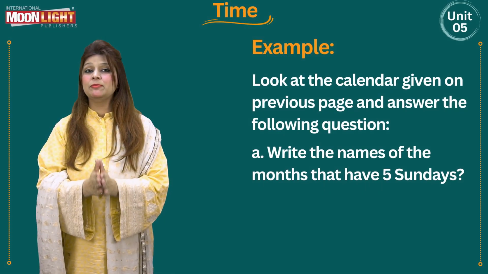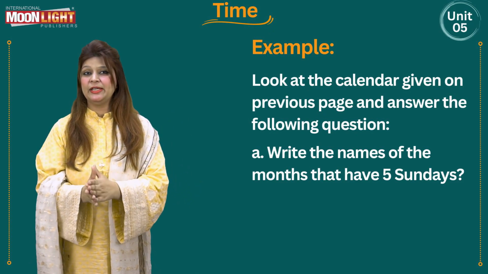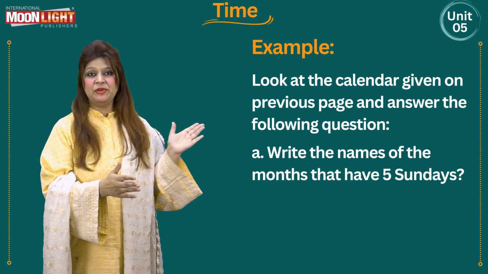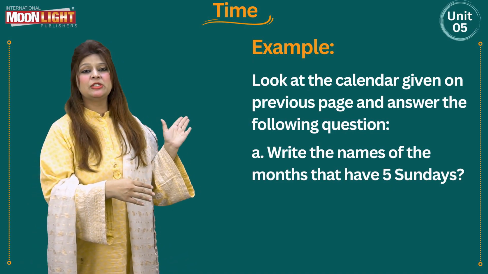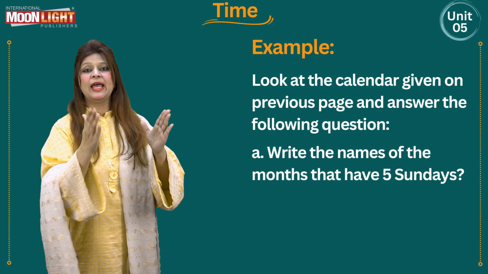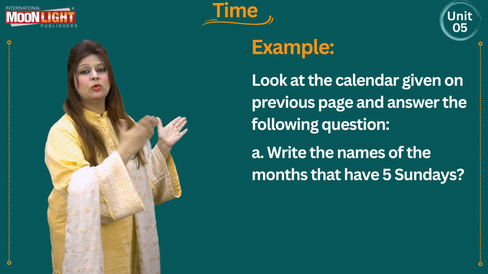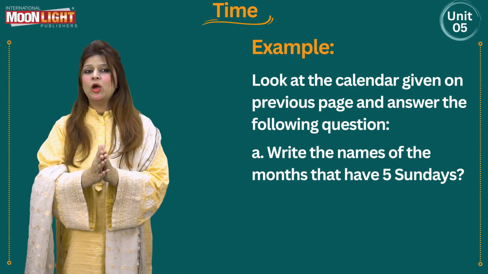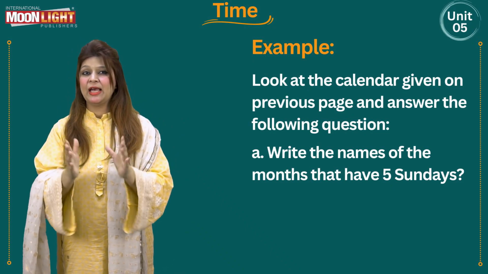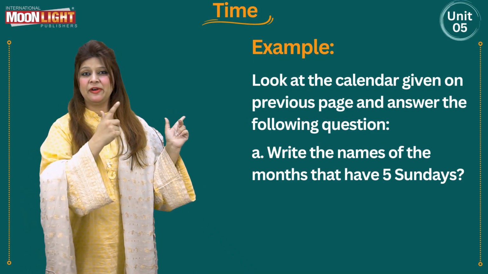Answer the following question by looking at the 2023 solar calendar, as I have shown you in my previous slide. The first part of this question is to write the names of the months that have 5 Sundays. Just check the whole calendar and see how many months have 5 Sundays. Check the Sundays, the red Sundays.